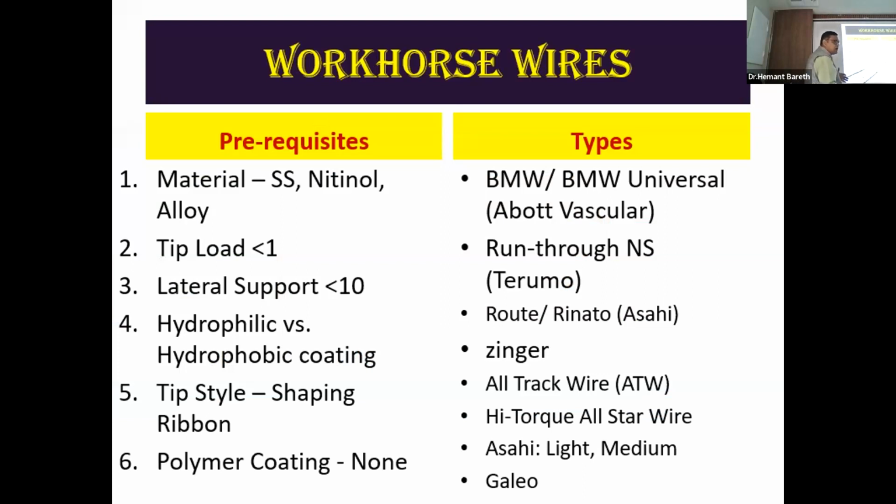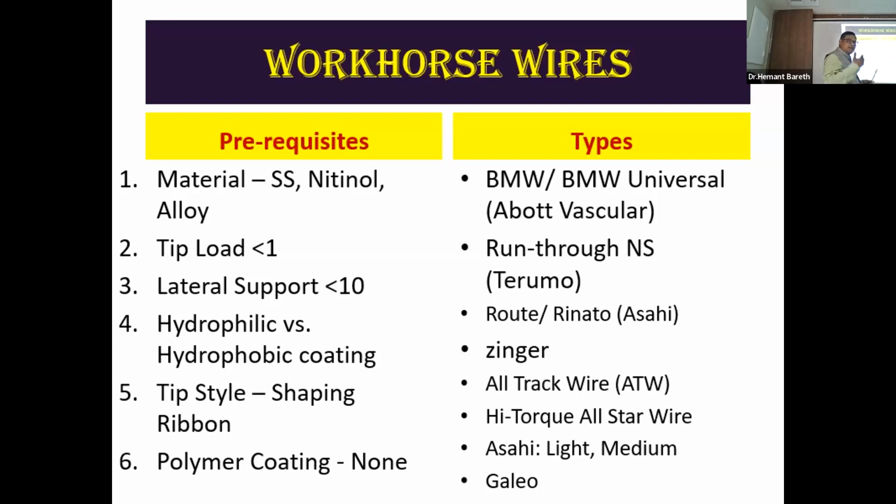It could be a hydrophilic or hydrophobic coating, depending on where you are using it. Normally, you will have a dual core wire where the core is attached to the tip by a shaping ribbon. And normally, it will not be polymer coated because that makes the wire dangerous. So a workhorse wire will have these features. BMW or BMW Universal, Runthrough are examples. Another is the older wires, the Sion, Galileo wire, Hi-Torque, or Balanced wire.